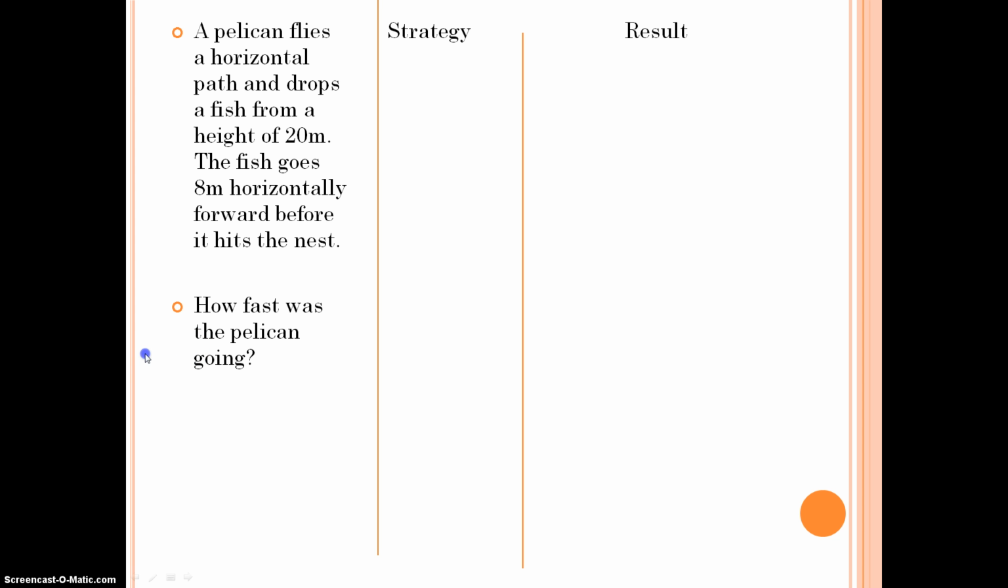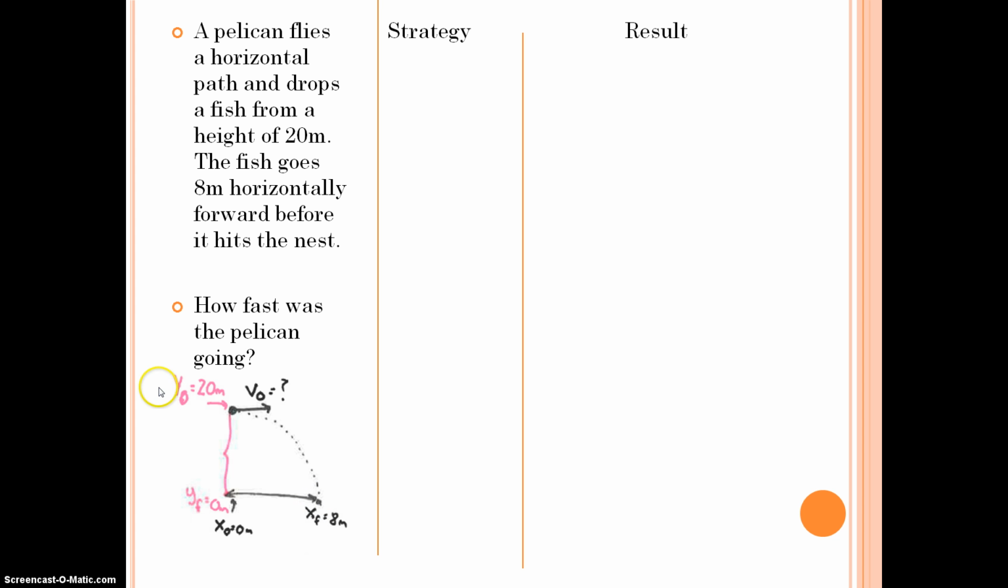Okay, here we go. Here's the picture that I drew. You should copy it down as well. The key idea here is that the pelican, in the first moment it lets the fish go, and the pelican and the fish share the same forward velocity. The fish will then take this little dotted path down and hit the water, or the nest, I should say, right here. What we learn from this is that the starting height of the fish is 20 meters, and the final height of the fish is 0 meters.